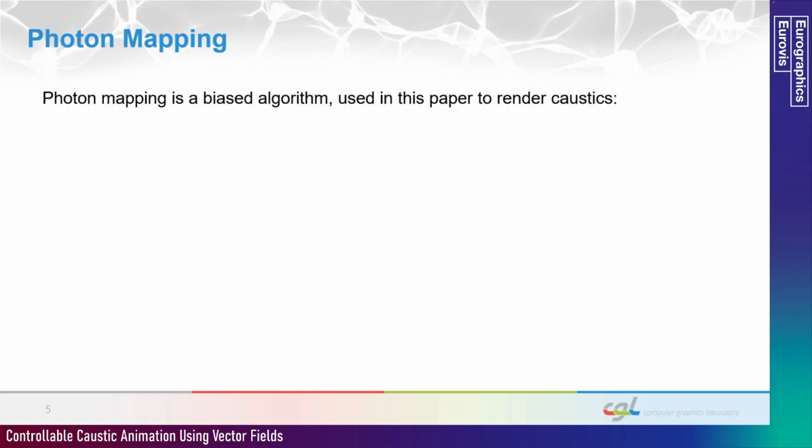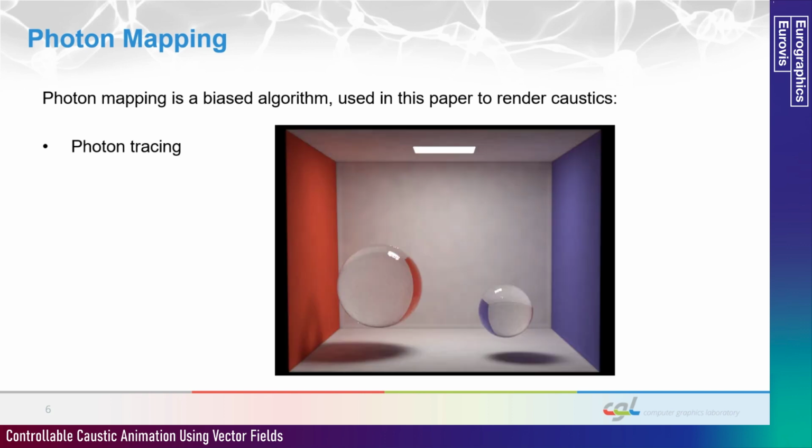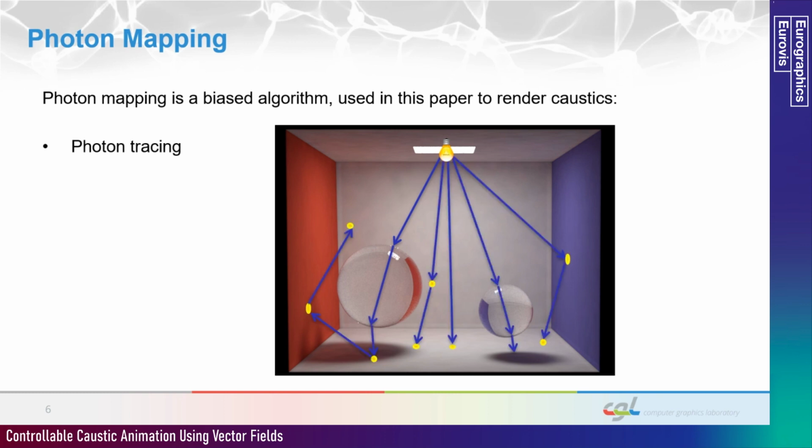Other biased methods, like photon mapping, are more efficient to render this type of light behavior, and that's what we use in this paper. Photon mapping is a two-pass algorithm. First, it starts with the photon tracing. If we have a scene like this one, with a light emitter somewhere, we start emitting photons to the scene that we scatter and store in a data structure called the photon map, where they hit a diffuse surface.